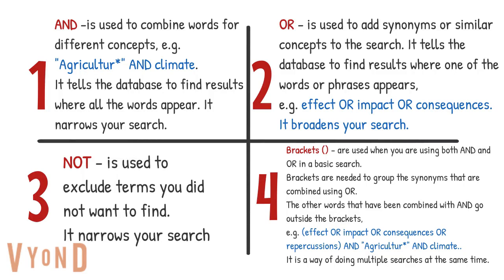Here is an example. This tells the database to find at least one of the words or phrases from within the brackets, as well as all of the words that are outside the brackets. It is a way of doing multiple searches at the same time.